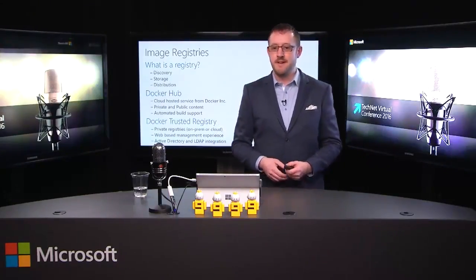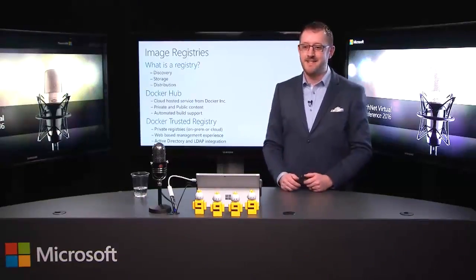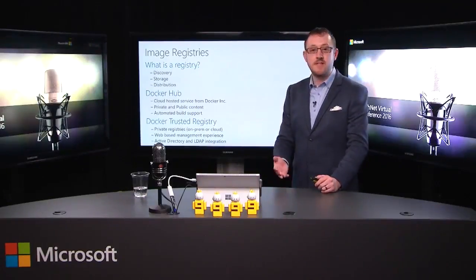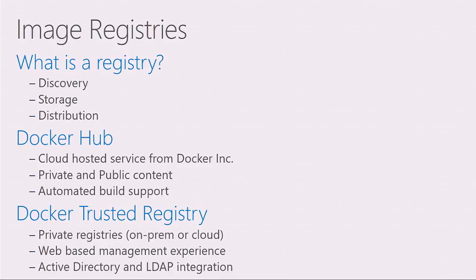Now, the other option, if you're not a cloud user or you want some additional controls around it, is a Docker Trusted Registry. And what this is, is a private registry. It's either on-prem or in the cloud. And when I say in the cloud, I mean it's your virtual machine that's running this registry, so it's a virtual cloud. And we have these available in Azure today, so you can go to the Azure Marketplace and deploy your own Docker Trusted Registry.